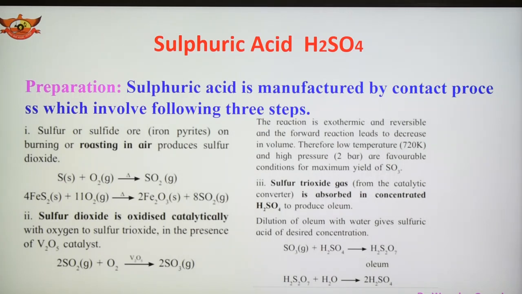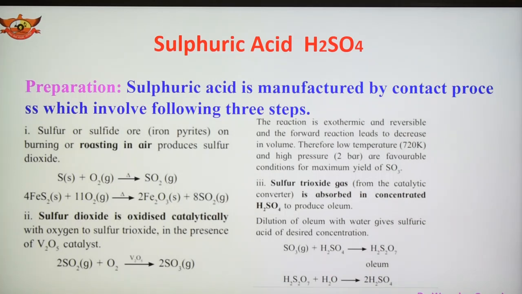In the last step, the sulfur trioxide gas obtained in the converter is absorbed in the concentrated sulfuric acid chamber, and after this absorption we obtain oleum.